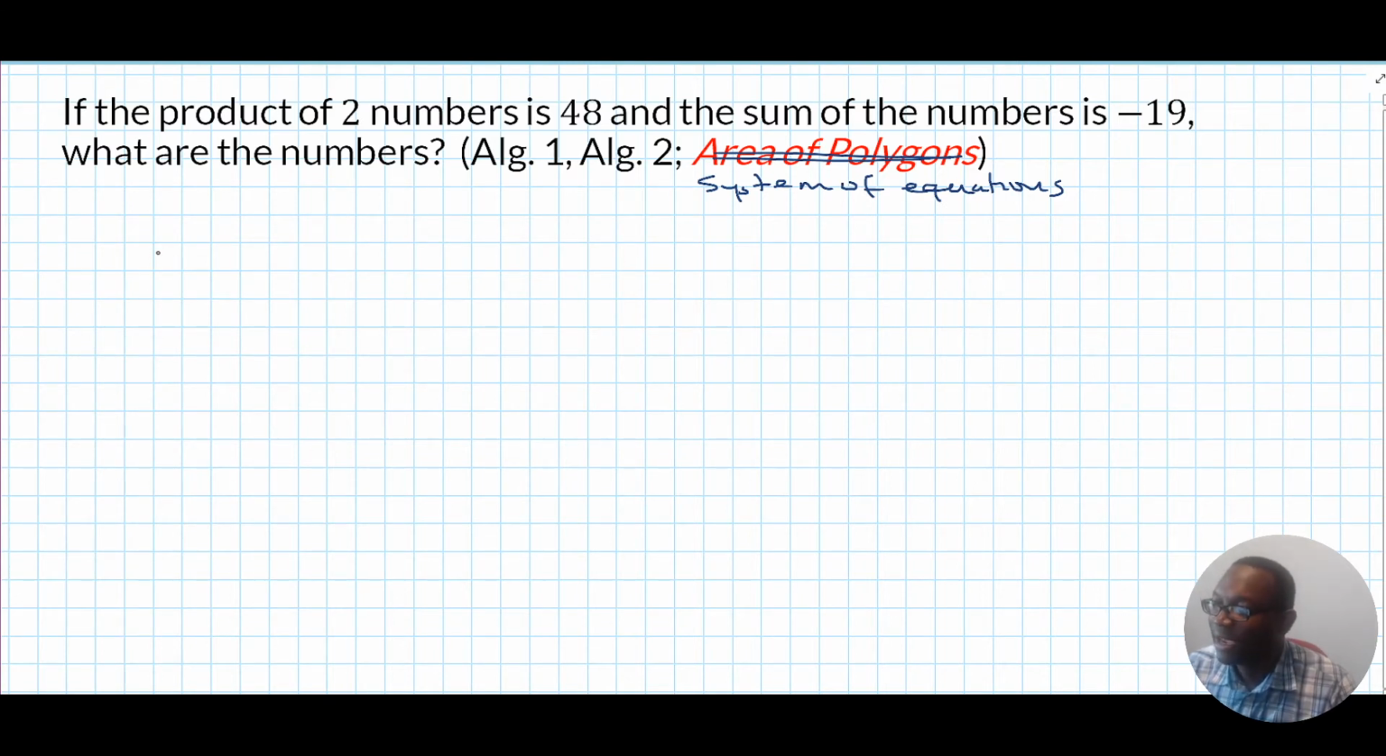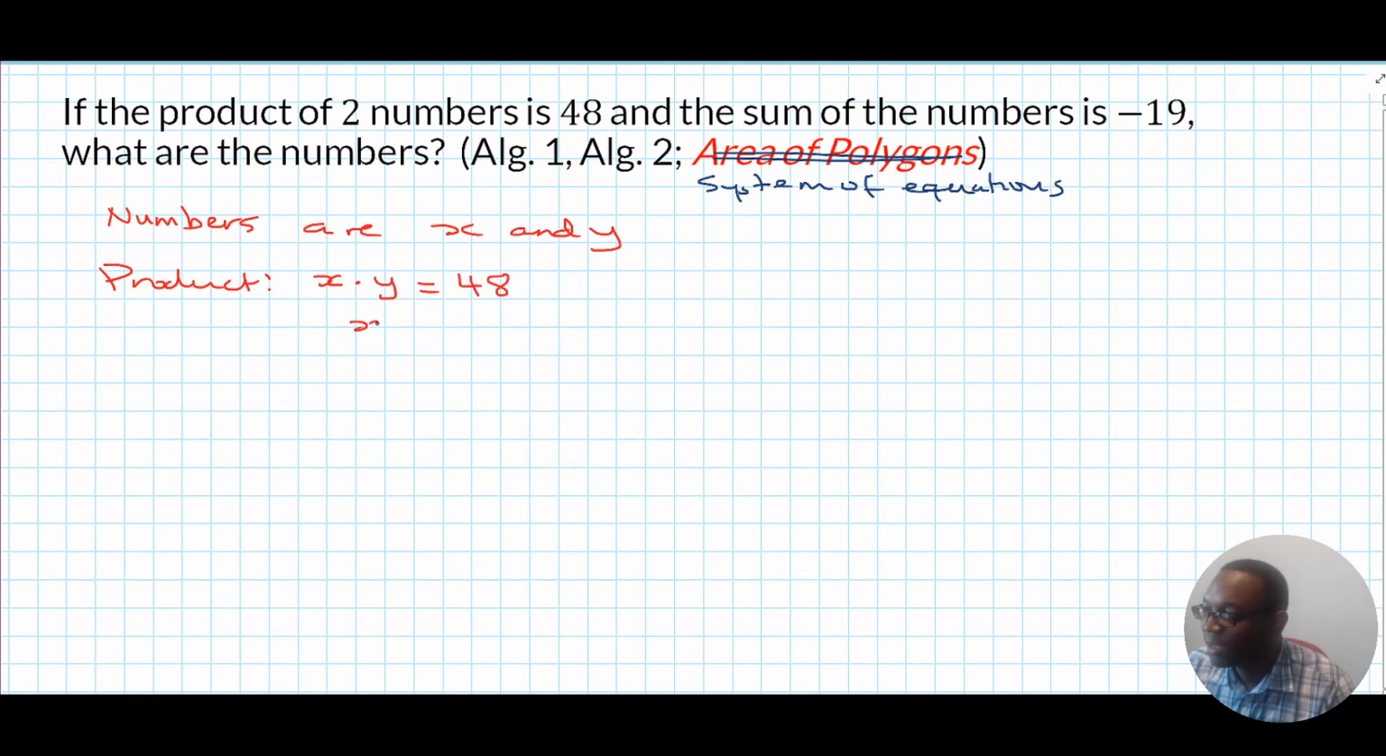So what we're going to do here is, I'm going to say the numbers are x, perfect, Esther, x and y. So we have the product of the two numbers. Product means multiplying the two numbers. So x multiplied by y is equal to 48. So we can write this as xy equal to 48. Then the sum simply means that you're adding the numbers together. X plus y equal to negative 19.